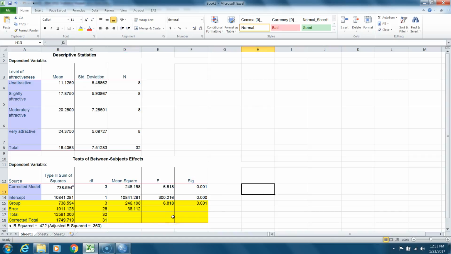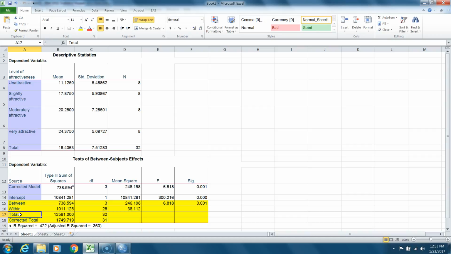And I'm going to change their names. This is not just group, this is our between group, so I'm going to change it and say between group. Instead of calling it error, I'm going to call it within. And total is different here.